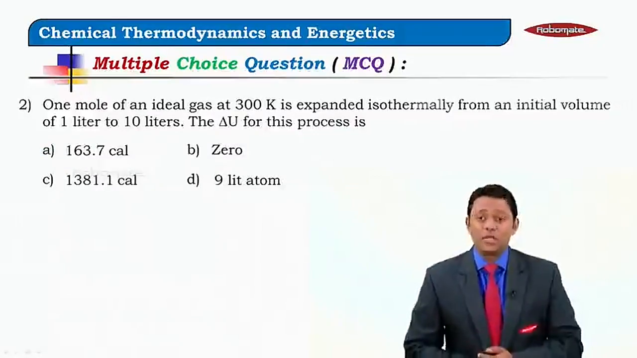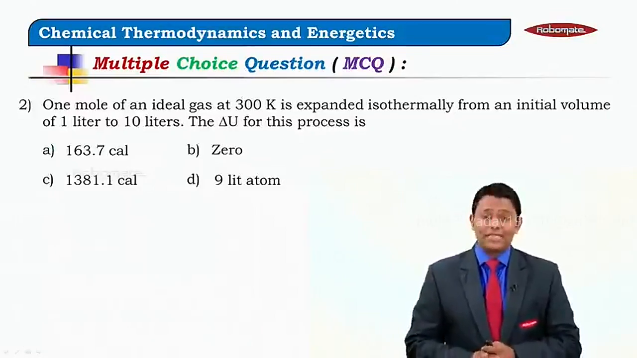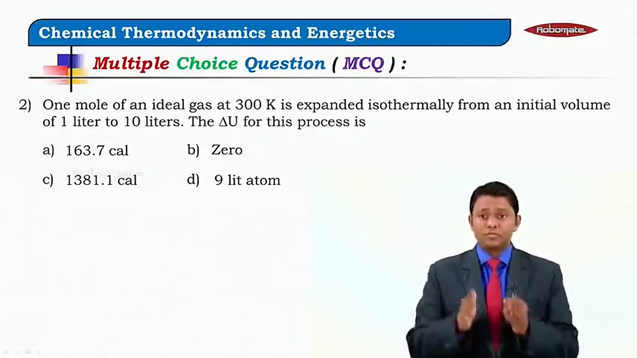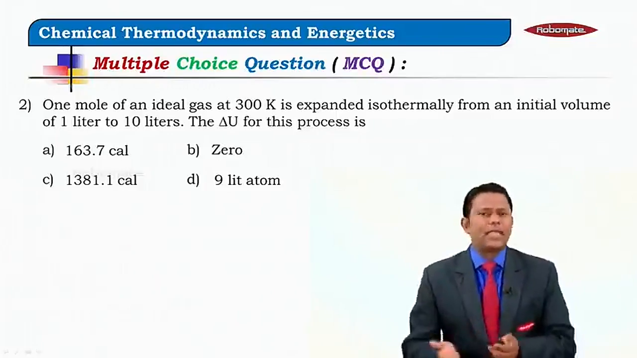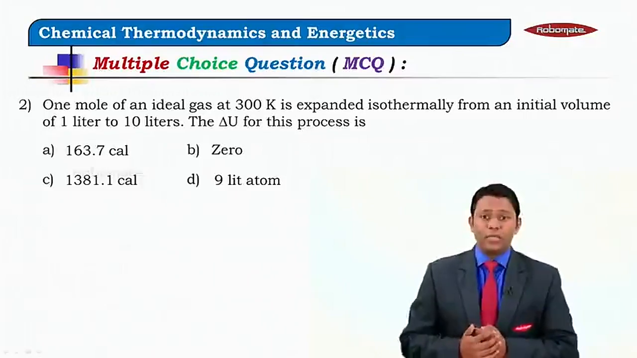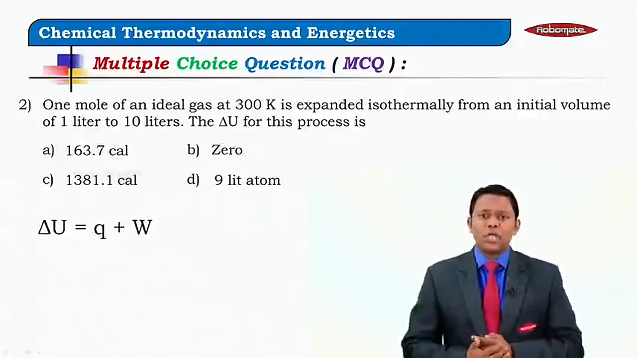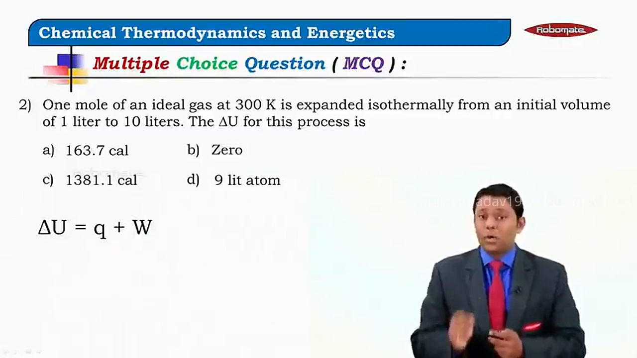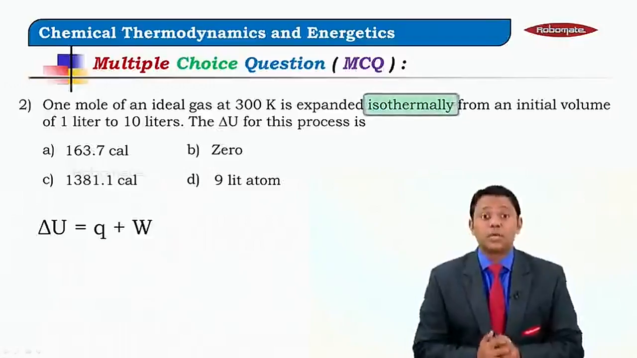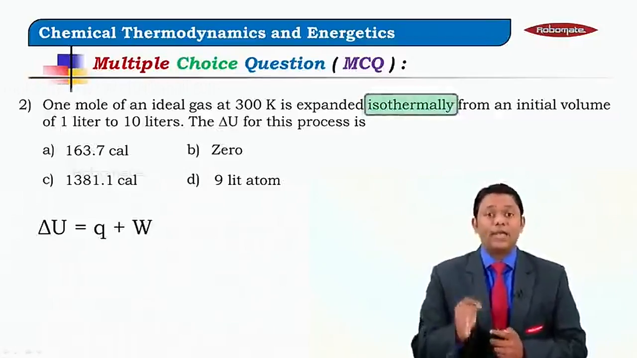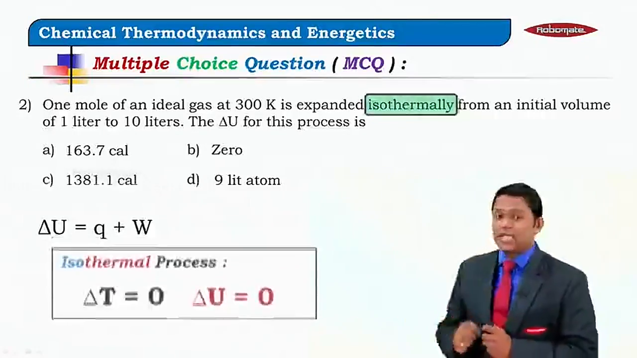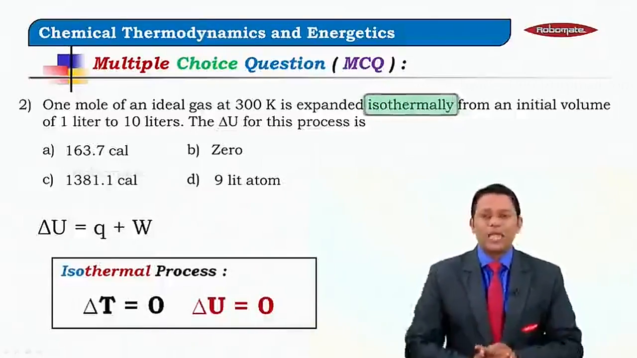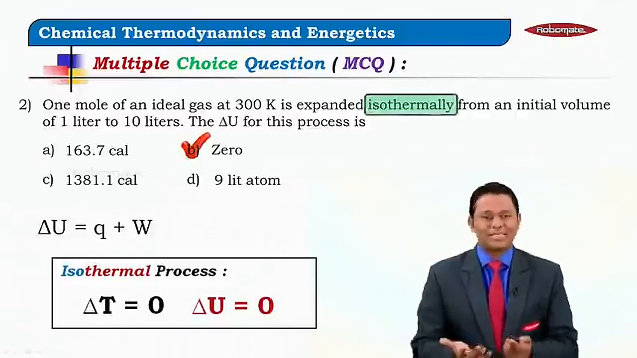Let's take the second question. Question says 1 mole of an ideal gas at 300 Kelvin is expanded isothermally from initial volume of 1 liter to 10 liters. Calculate delta U. So the formula of delta U is Q plus W. So generally we try to put the values and calculate, but whenever in the question one word is mentioned, that is isothermal condition, remember students, under isothermal condition, delta T is 0, and if delta T is 0, delta U directly becomes 0, so no need to calculate. Our option is option B, that's 0.